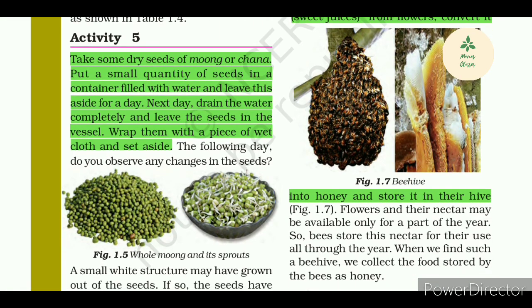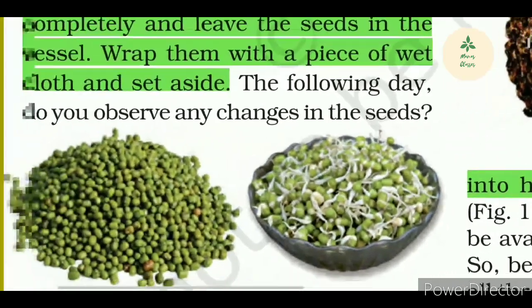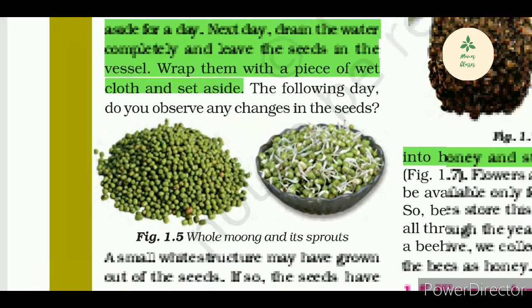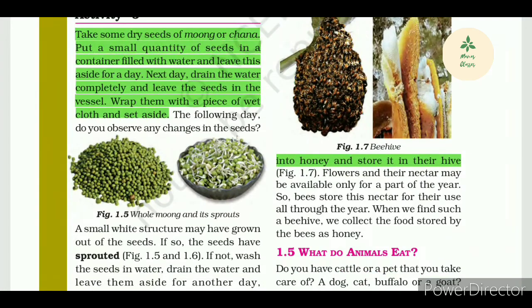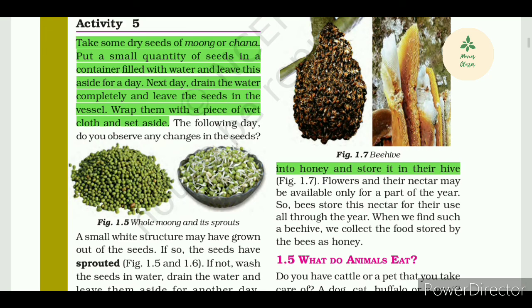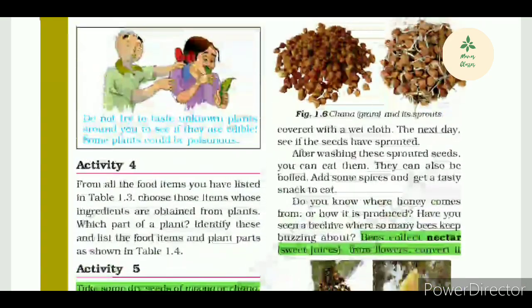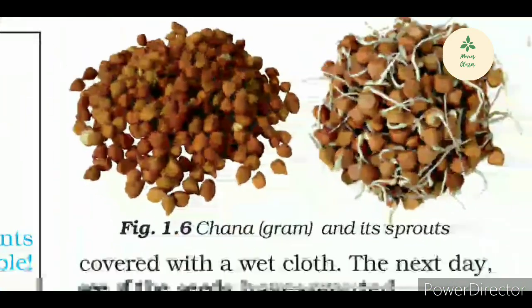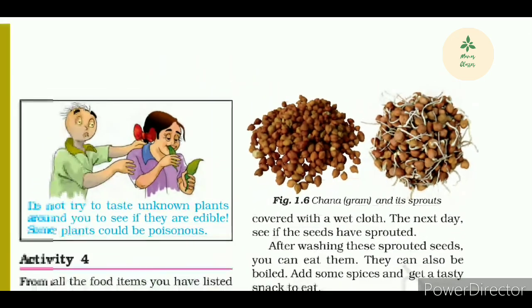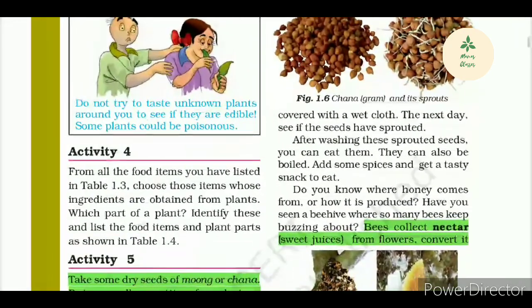How does a sprouted seed look? Look at this, it looks like this: the first is before sprouting and the second is after sprouting. It is not only moong that sprouts, you may go with chana also. Chana will also sprout. Here is the given picture for chana grain. This is also a sprouted seed.